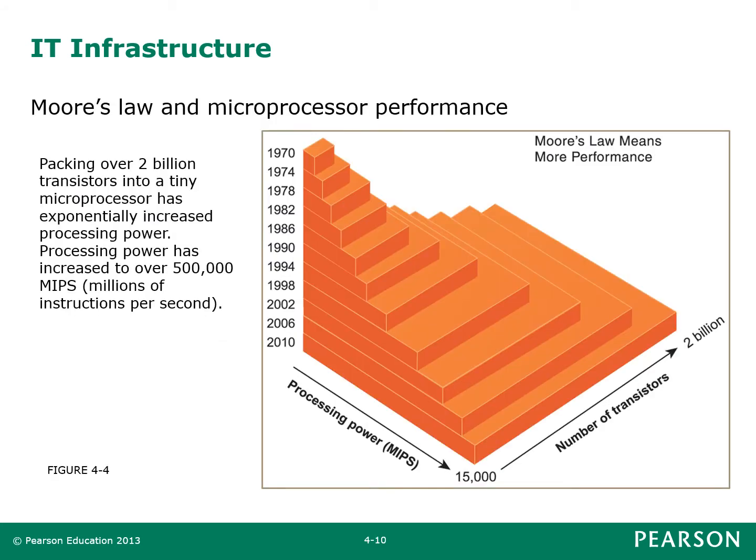As we can see here, the processing power is related to the number of transistors. So with time, the empowering of computing is increased, and the number of transistors also increased. Packing over 2 billion transistors into a tiny microprocessor has exponentially increased processing power.